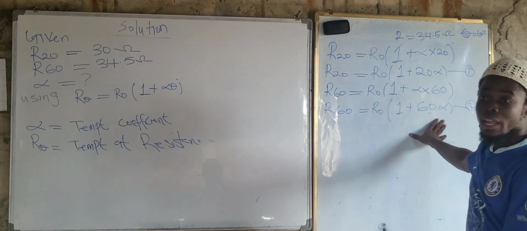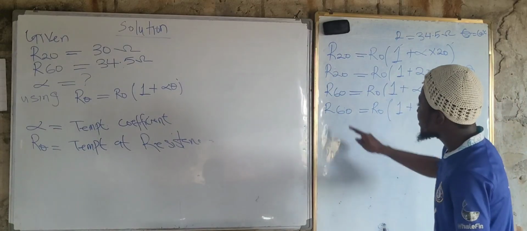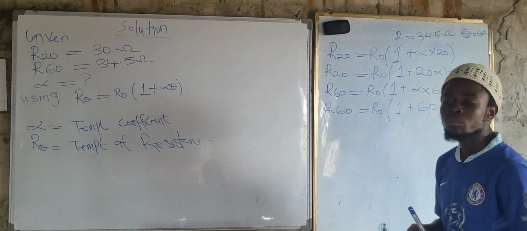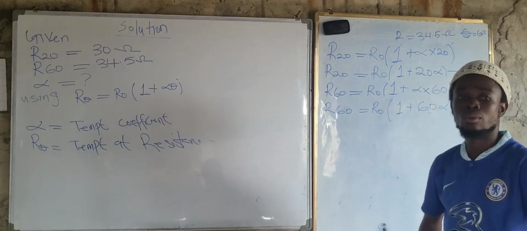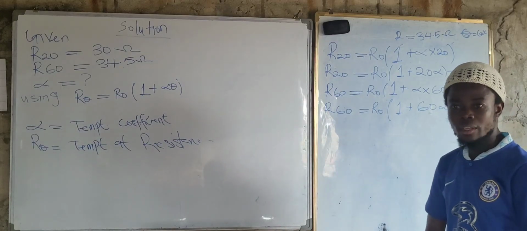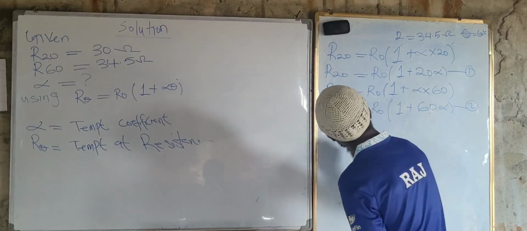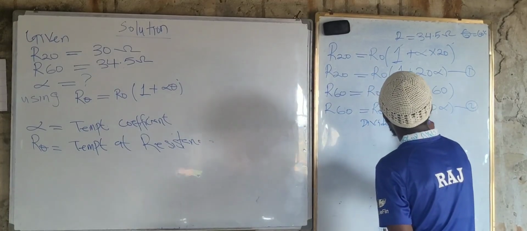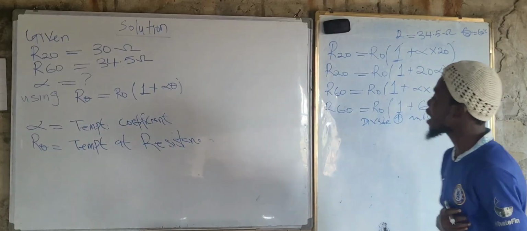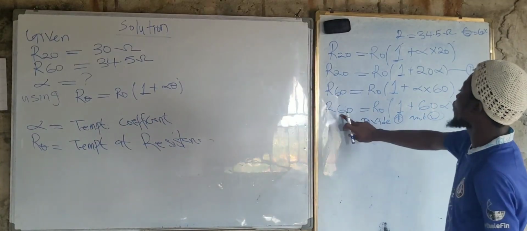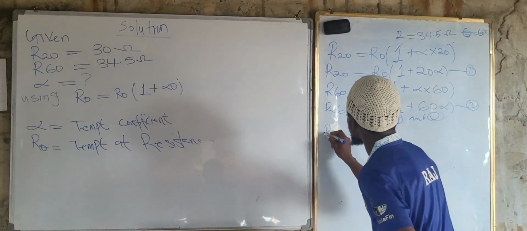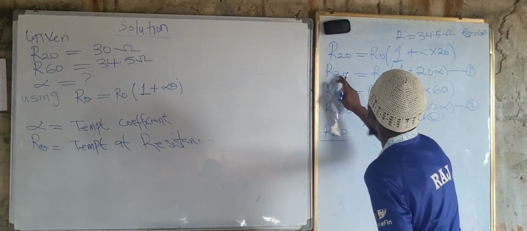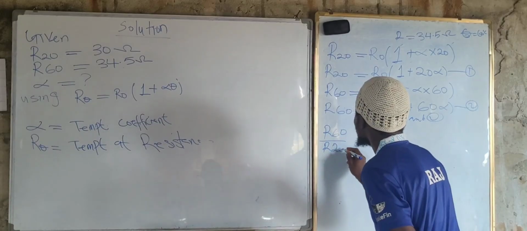Now we have gotten our two equations, right? What do we do now? If you observe, 60 and 20, which one is greater? 60. Make sure the greater value is at the top. So divide equation 2 by equation 1. On the left hand side, you have R60 divided by R20.